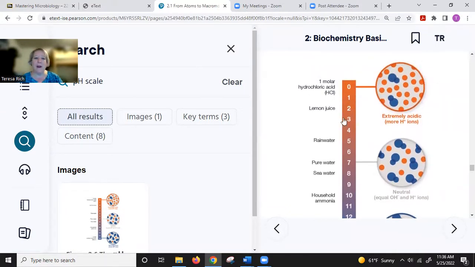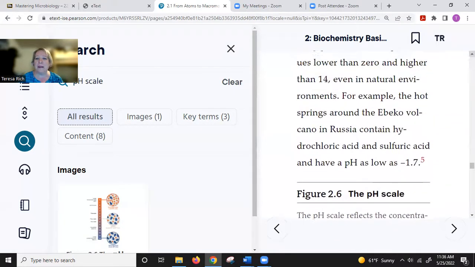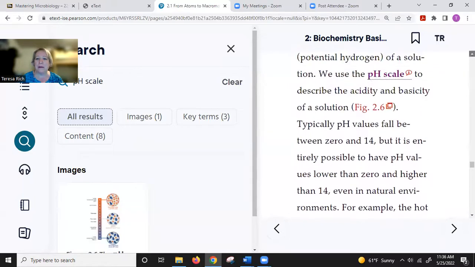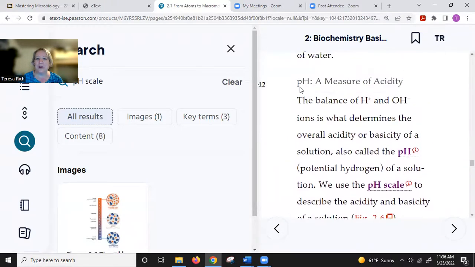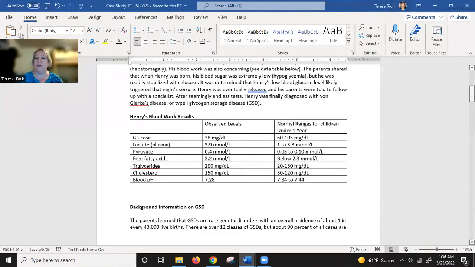Smaller number means more hydrogen ions, okay? So I feel pretty good about this, but I know that I'm going to have to reference this information where I got it from. So I'm going to scroll up until I hit a page number. And there we go. So it's on page 42. So I'm going to remember that. All right. I think I'm ready to answer this question.